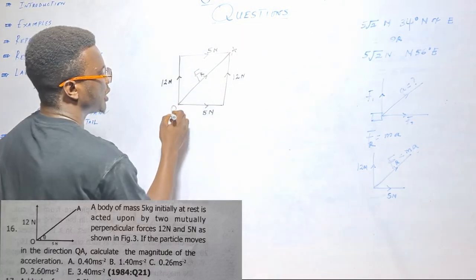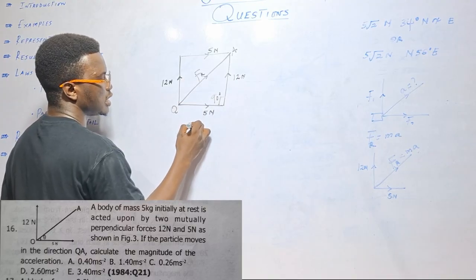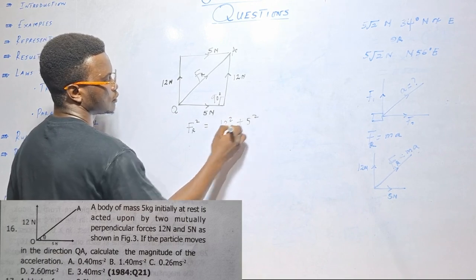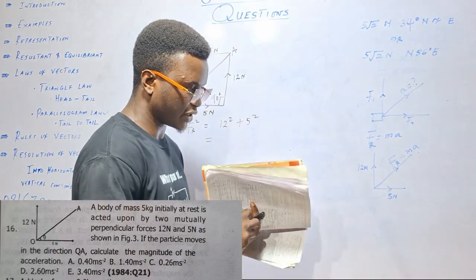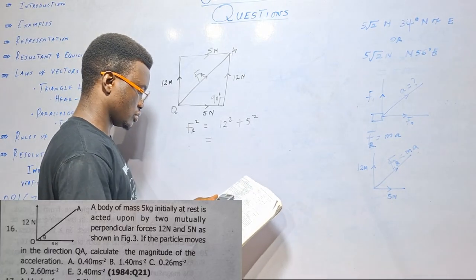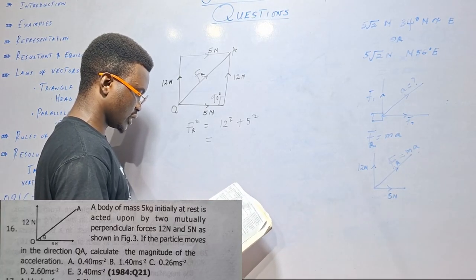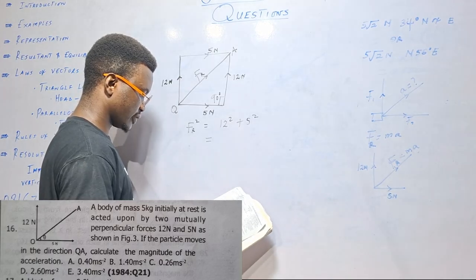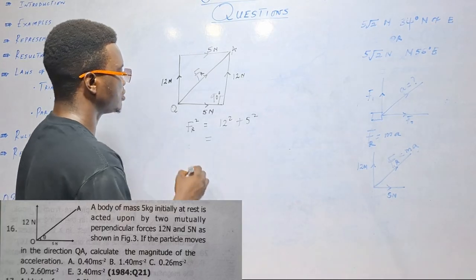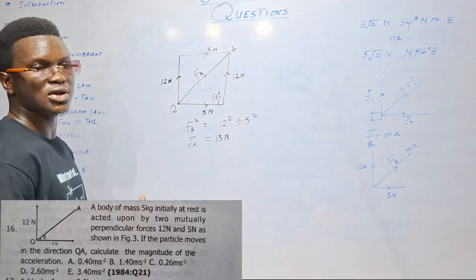So now, using our Pythagoras theorem, the angle that is facing that resultant is 90 degrees. So we can say F sub r squared is equal to 12 squared plus 5 squared. And that is going to be 144 plus 25. But let me use my calculator. 12 squared is equal to 144, 5 squared is equal to 25, plus 144, square root of 169 is 13. So that means that F sub r is going to be 13 Newton. So the resultant force is 13 Newton.